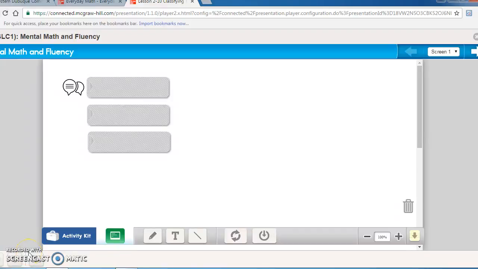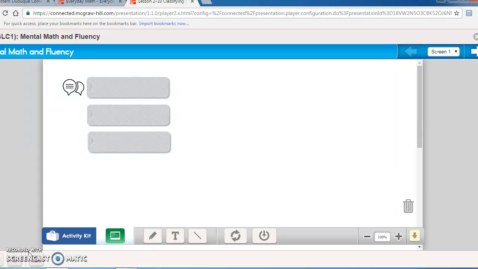Lesson 210, Classifying Triangles. Your focus for this lesson is that you can list everything that you know about triangles, that you can discuss common properties of triangles, and again that you can classify triangles by their angles and discuss the property of right angles.